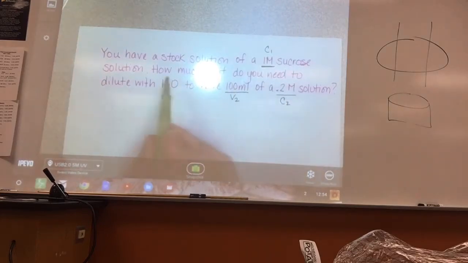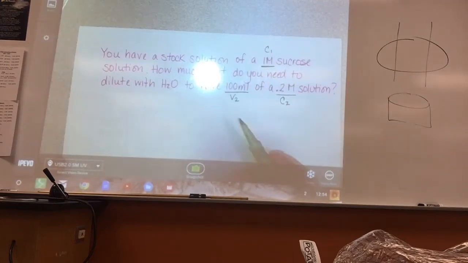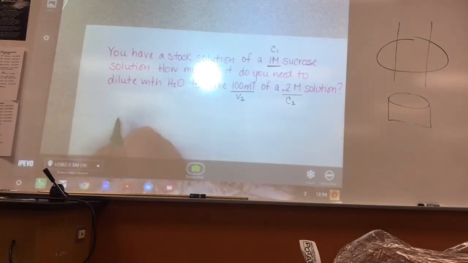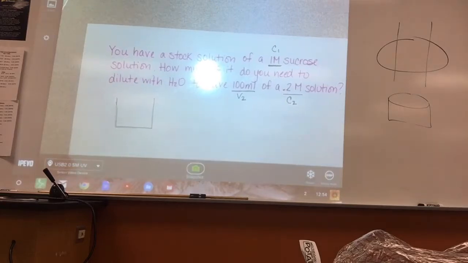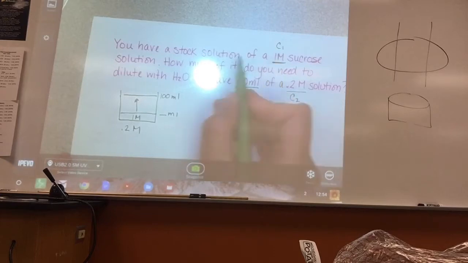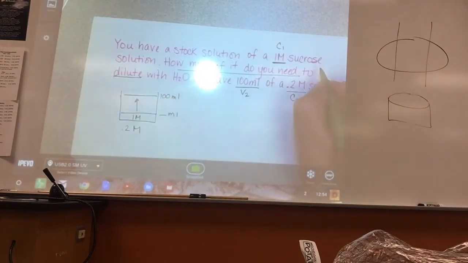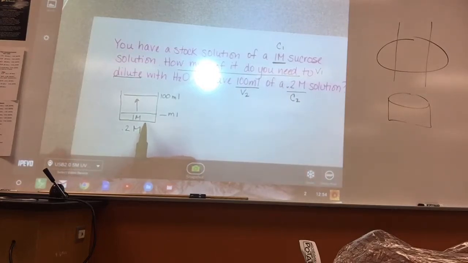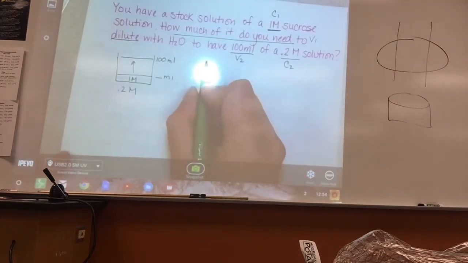So they ask you how much of that 1 molar sucrose solution do I need to dilute with water. What this is saying, I'll draw it here in a picture again, is how much 1 molar solution do I need? How many milliliters do I need to dilute with water to bring that up to 100 milliliters so that my final concentration is 0.2 molar? So what I'm trying to figure out is how much of it you need to dilute, which is going to be my V1. I'm trying to figure out what is that original volume that I need. All right, so that's how to think about that problem.